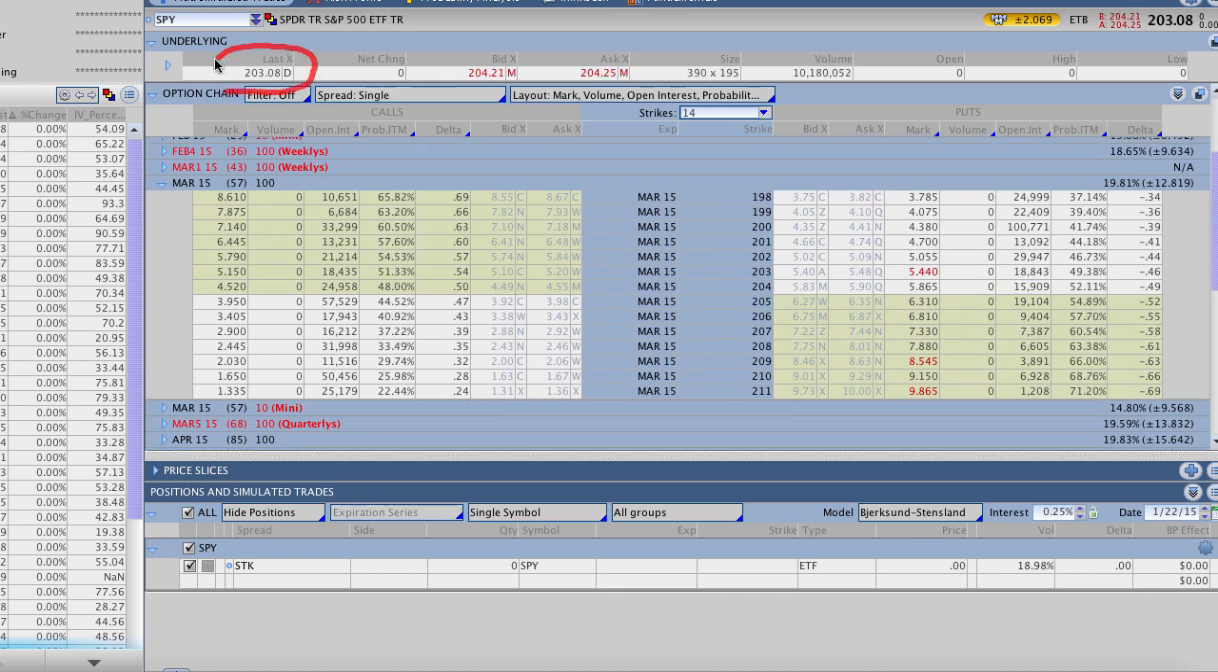So SPY is currently trading just above 203 right now. And the market's about to open, but it's currently trading about 203. And we're going to go out to the March contracts, which have about 57 days to go. And so what we're going to do is we're going to do this on the call side.